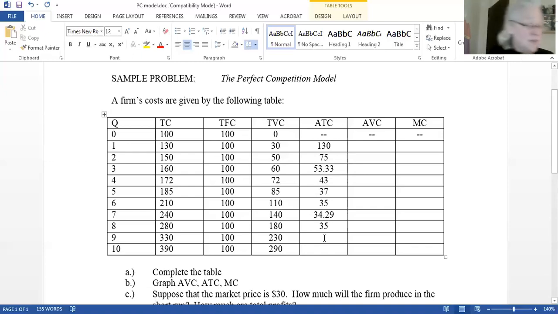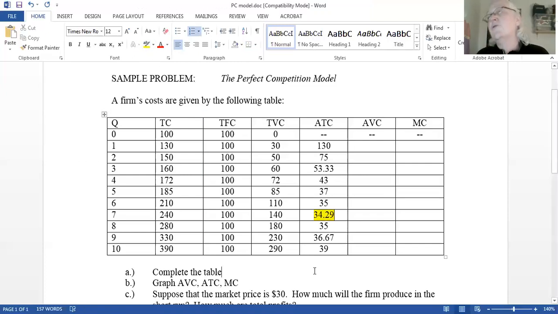All right, and then let's do 330 divided by 9, and that's going to be 36.67. 390 divided by 10, that's 39. So you see it reaches its minimum right here. Let me just shade that one for you. There's the minimum. All right, so let's do AVC.